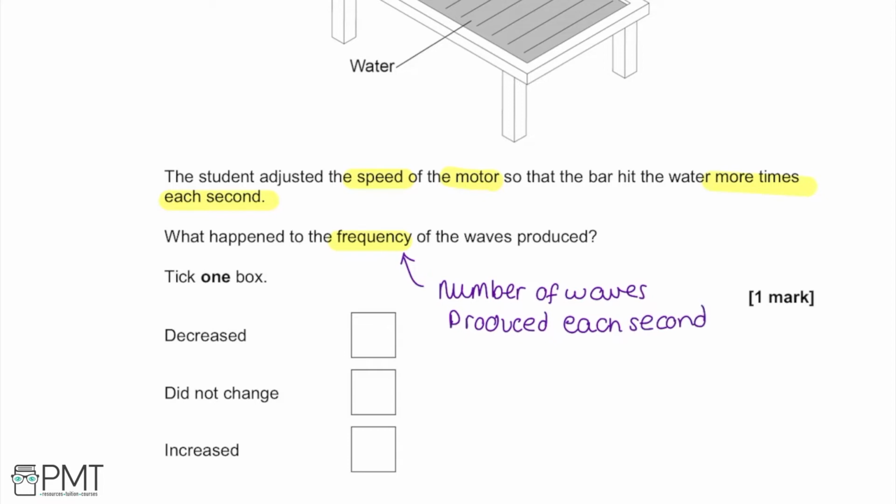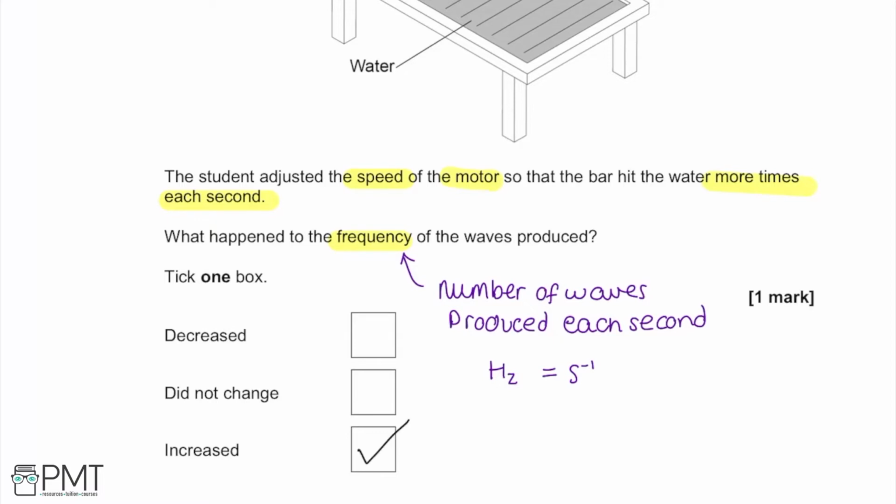And we probably know that because the unit of frequency is hertz. And the unit of hertz is the same thing as saying per second, or 1 over the second. So the number of waves per second is defined as the frequency. So if the bar's hitting the water more times per second, creating more waves each second, the frequency is going to be greater. So the answer to the question, what happened to the frequency of the waves produced, is it's going to have increased.